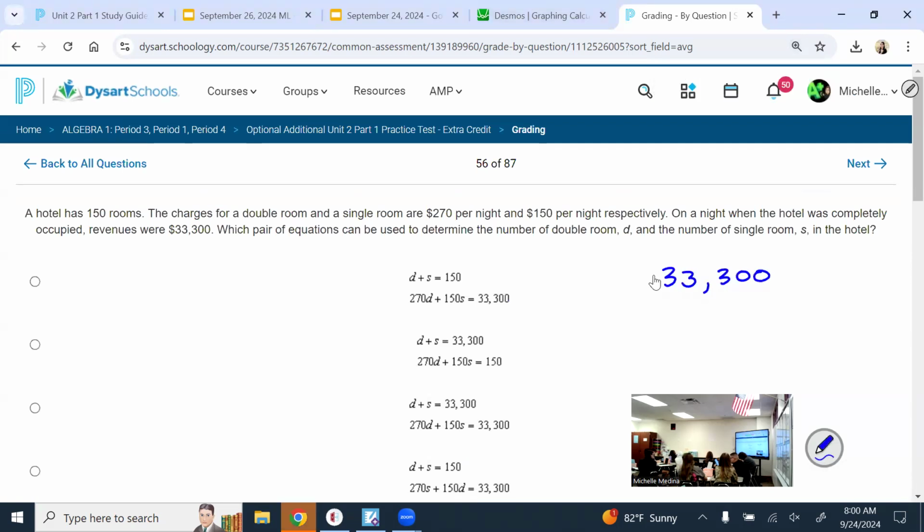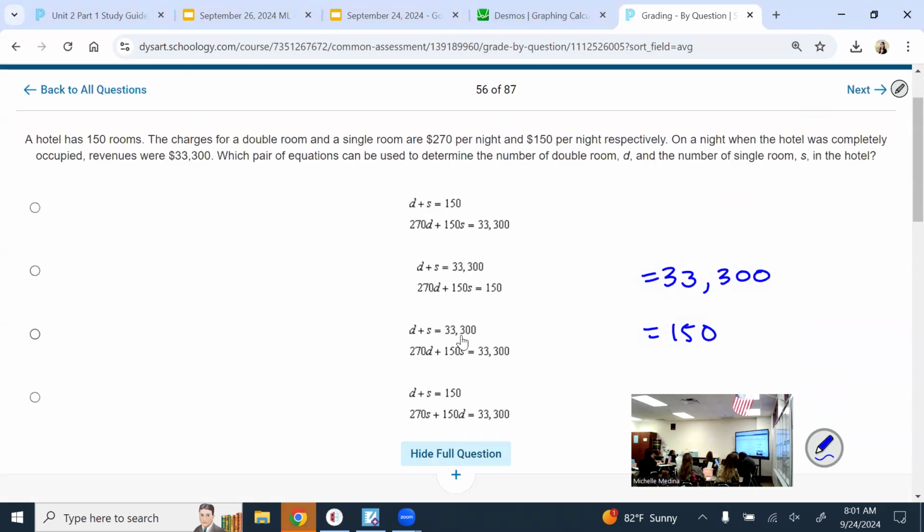33,300. And what's the other one? 150. So let's see if that eliminates any. So I definitely don't want to pick this one, and it could be shuffled on yours. So don't pick the one that doesn't have the 150. So that narrows me down to 3 of them because the rest of them have these totals.